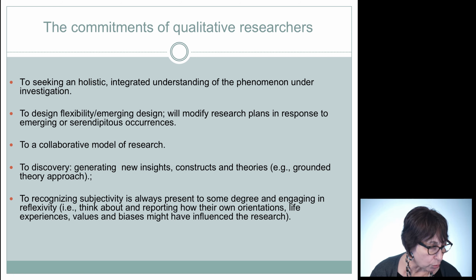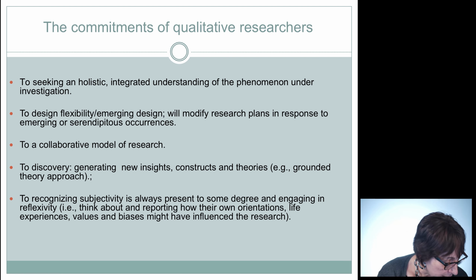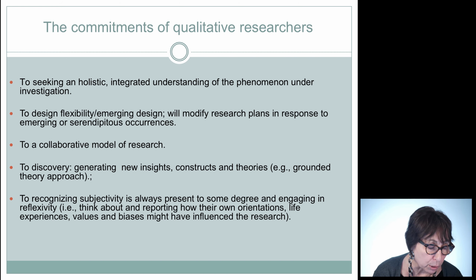Qualitative researchers, as I mentioned, are also committed to design flexibility and an emerging design. They will modify their research plans as the study unfolds in response to emerging or serendipitous findings. So questions may be added, topics may be added, new kinds of individuals may be added to the sample, all in response to what they are seeing emerge. Quantitative researchers, in contrast, tend to set out the research design in advance. It's all pre-planned in a very linear way, and they move through a sequence of steps. But with qualitative researchers, this isn't true. Their research process is much more organic, with possible backlooping or feedback throughout.